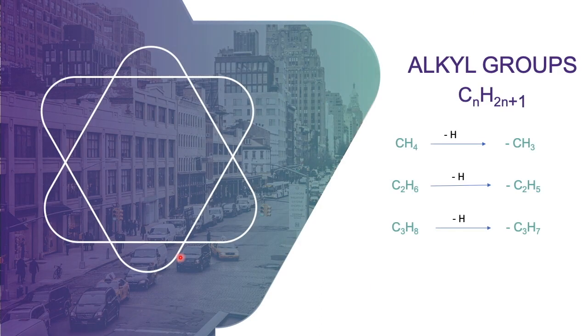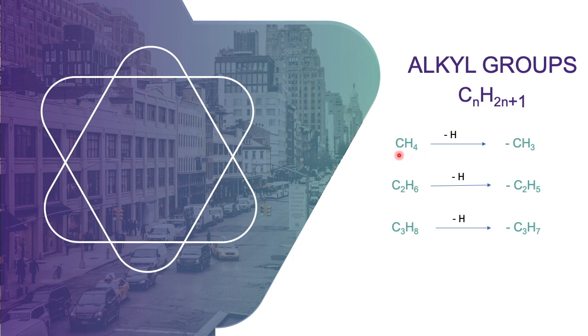So before we go on to talk about writing the actual names, let's discuss what kind of groups can be attached to the parent chain. The kinds of groups that are attached are called alkyl groups. Now, how are these formed? Alkyls are simply formed when you take away one hydrogen from the corresponding alkane. So for methane, for example, CH4, we take away one hydrogen and then you are left with CH3 and a bond. This bond is the empty space for any other group to come and attach with it.